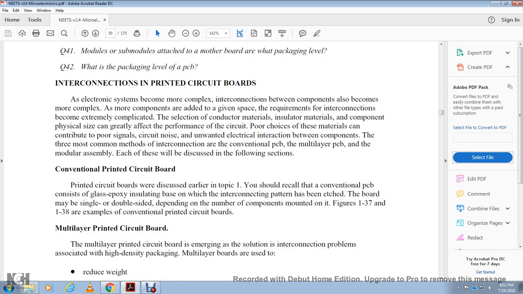Conventional printed circuit board. As discussed earlier in the topic, one should recall that the printed circuit board consists of the glass epoxy insulating base, for which the interconnection pattern has been etched. The board is made single or double sided, depending on the number of components mounted on it, as in Figures 137 and 138, eventually a combined printed circuit board.